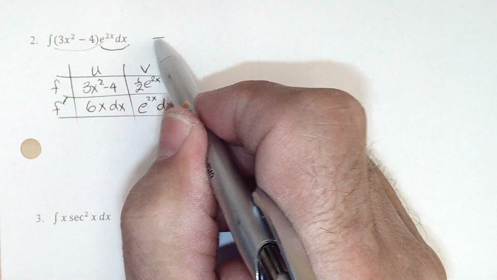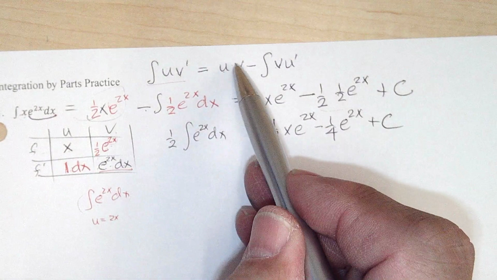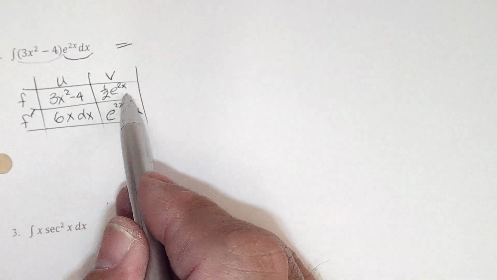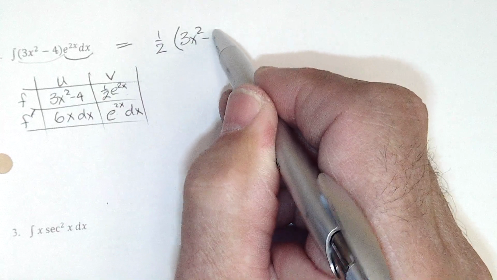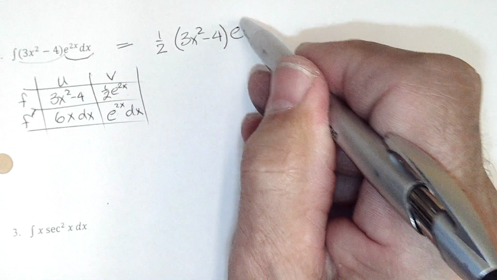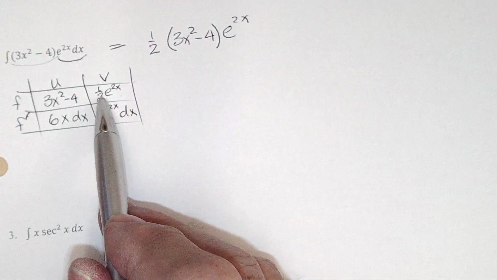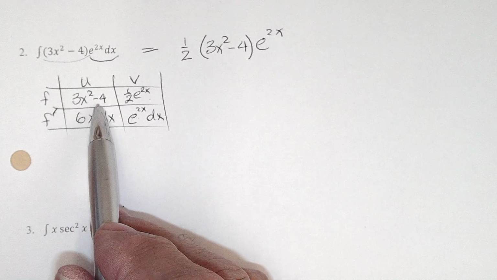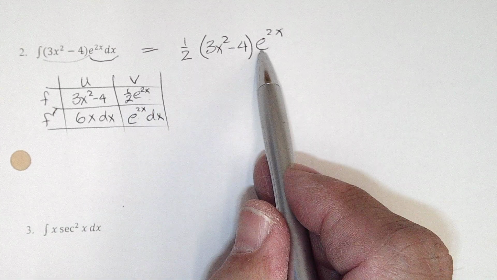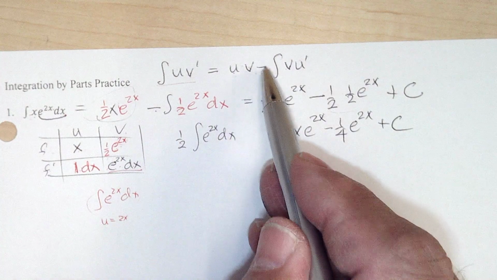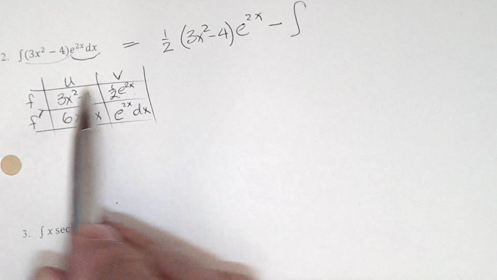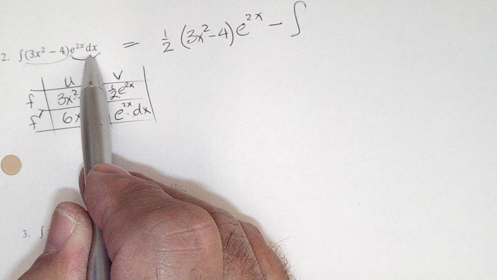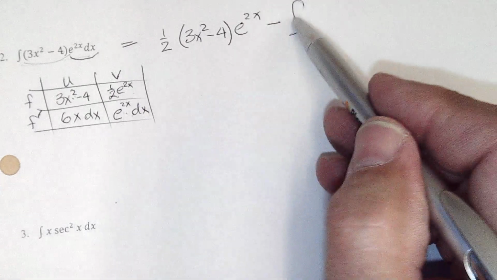So this becomes, according to the formula, u times v. This times that. So it's 1/2 (3x squared minus 4) e to the 2x. The half from here, the 3x squared minus 4, and the rest of the v. That's uv minus the integral of vu prime. We got these two from the original problem, so we want the other diagonal in this one.